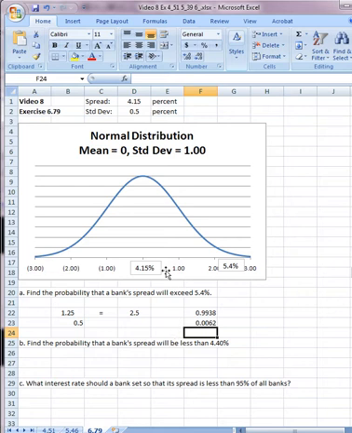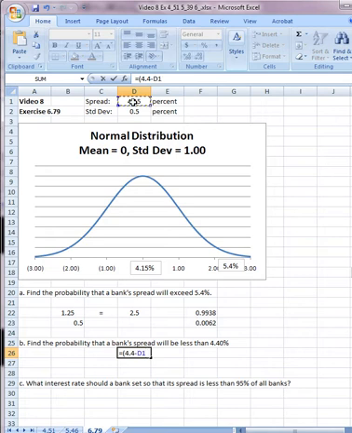Okay, part B asks us to find the probability of getting a bank whose spread is less than 4.4%. Now, we know 4.4% is still greater than 4.15, so we know it's going to be somewhere in here, but we need to know the exact z value. And to find that, I'll just do it in one calculation: equals 4.4 minus the mean, divided by the standard deviation, 0.5. As usual, I'm pointing and clicking, not typing numbers whenever I can avoid it. Oh, it doesn't like my formula. I made a mistake. 4.4.